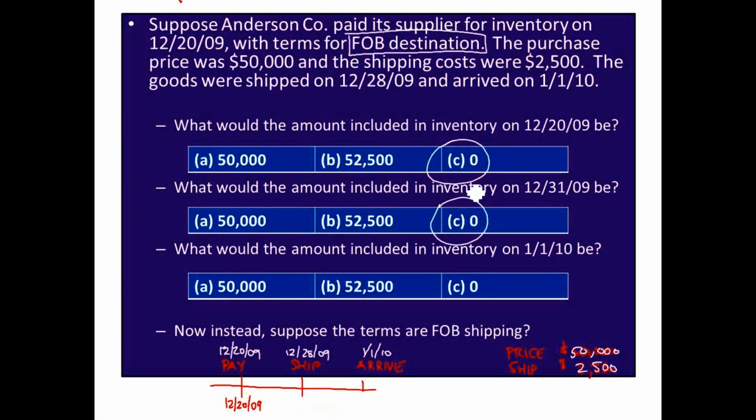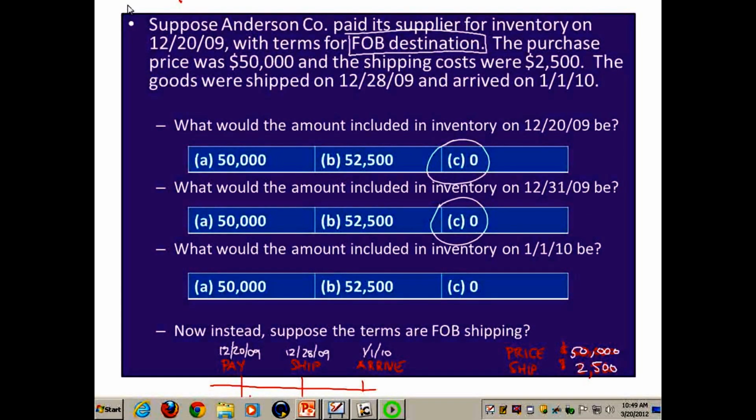Yep. All right. Now, how about on 1/10? What then? Is it A? Oh, whoops, hold on. I've got to get rid of your other ones and then start a new one. Okay, A, 50,000, B, 52.5, or C, 0?